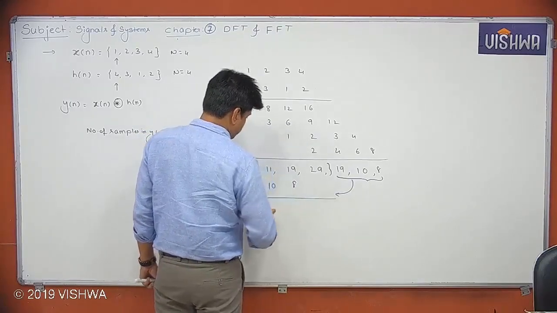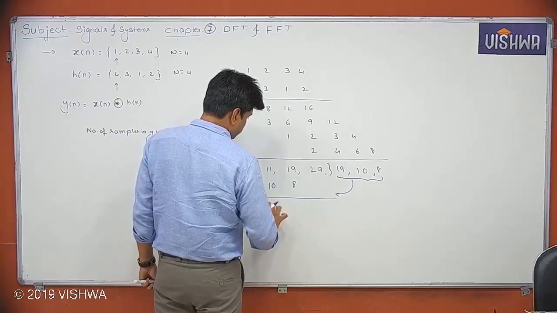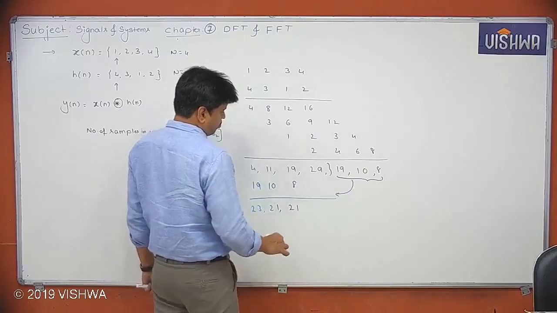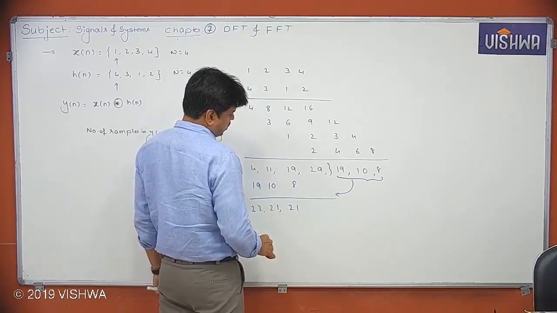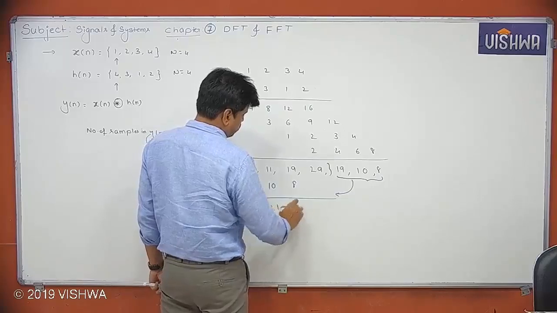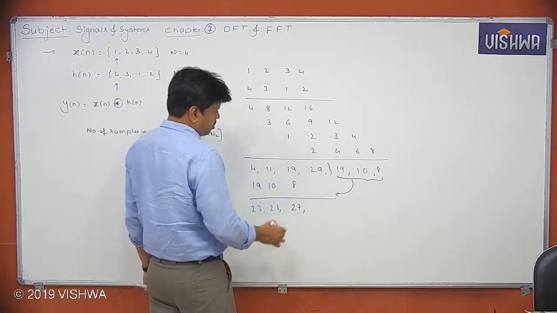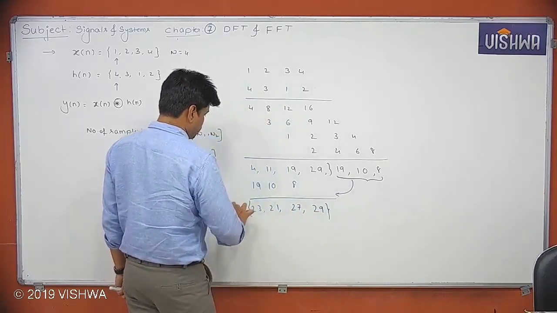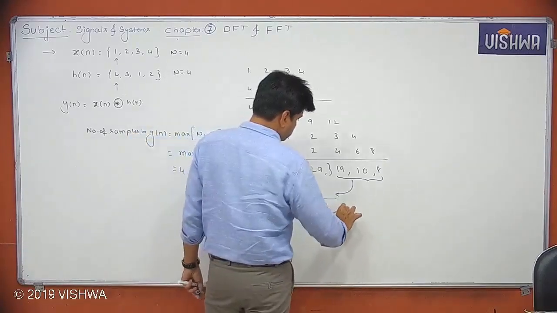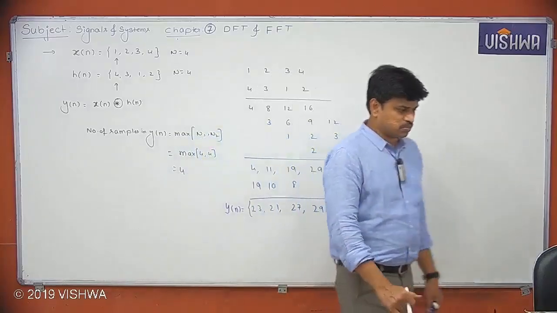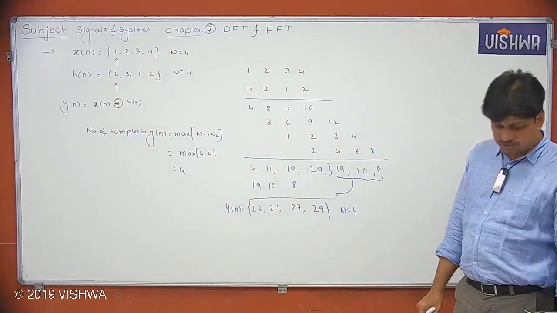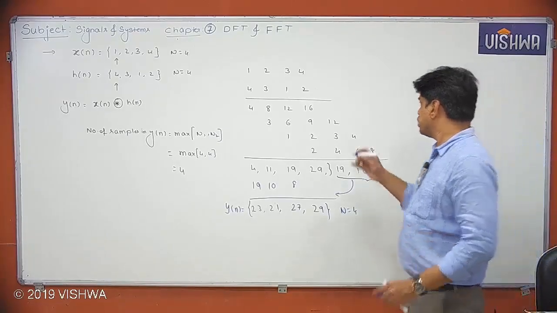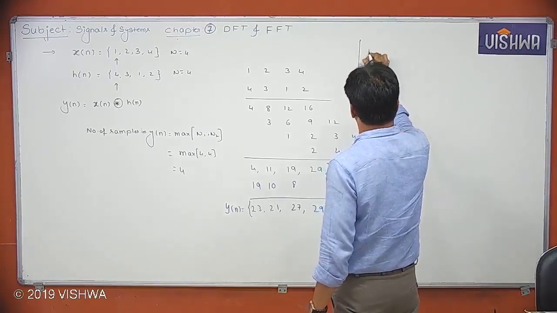So finally we are going to get 23, 21, 27, 29. So this is y of n. Let's check whether it is true or not. 23, 21, 27, 29. Yes, this is the way we can do the circular convolution. And there is a method 2 also, that is the matrix multiplication method. I told you method 2.